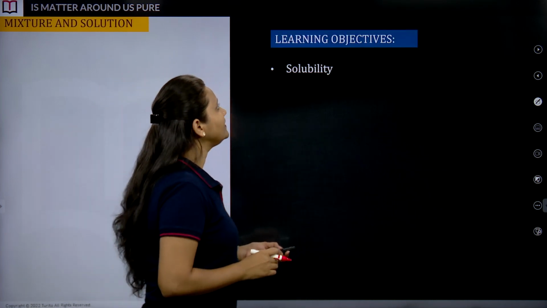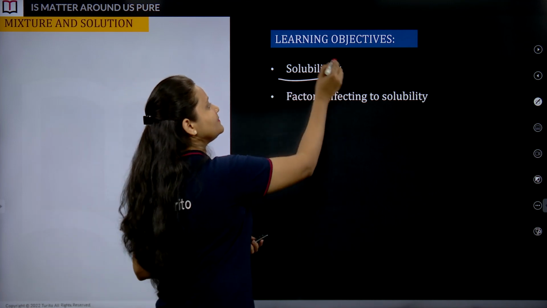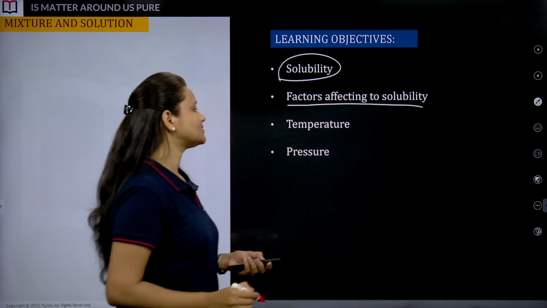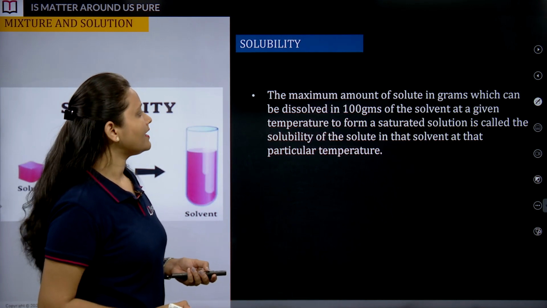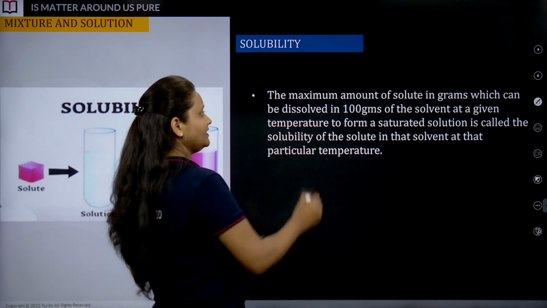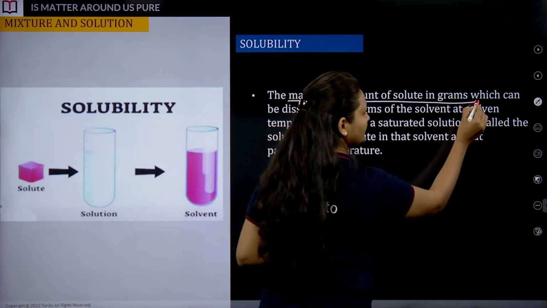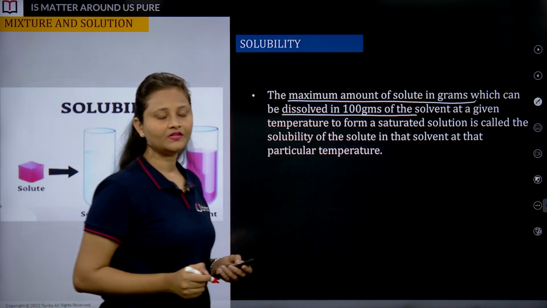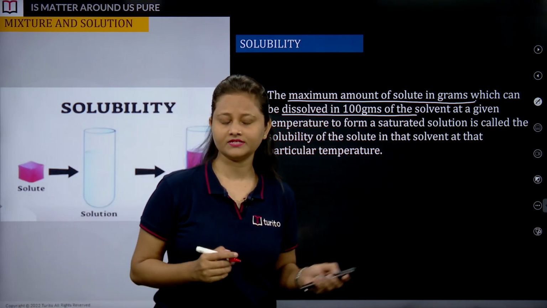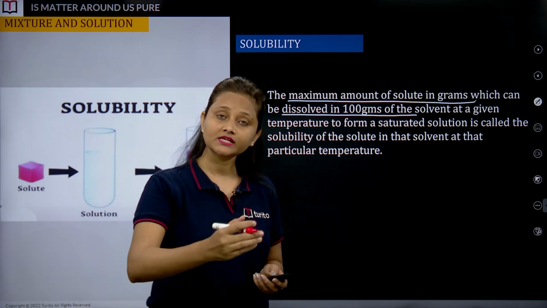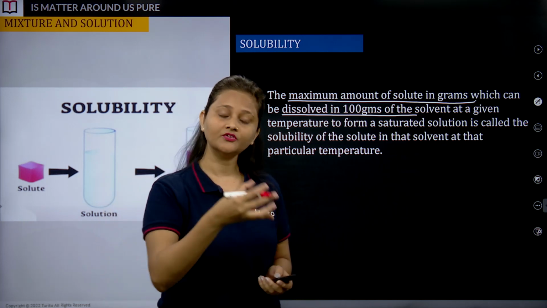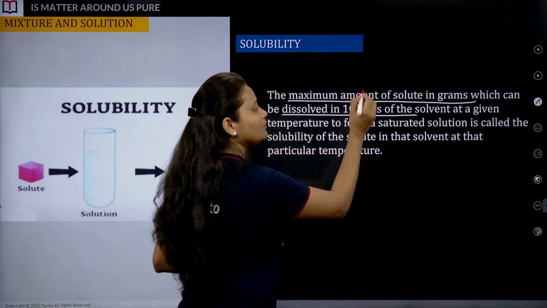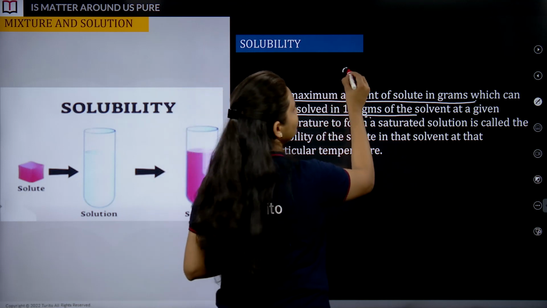So after that we have talked about a very important concept, that is solubility. Then we covered factors affecting solubility such as temperature and pressure. So what do you mean by solubility? It is nothing but the maximum amount of solute in grams which can be dissolved in 100 grams of the solvent. Just now we have seen one example, 36 gram of NaCl. 36 gram of salt can get dissolved in 100 grams of water. I am just going to write it here.